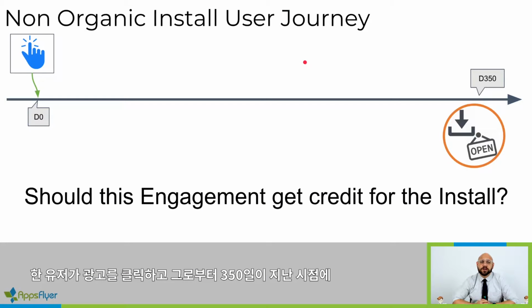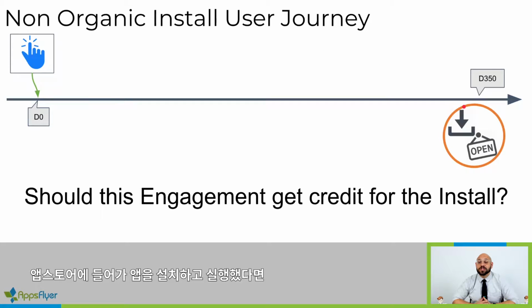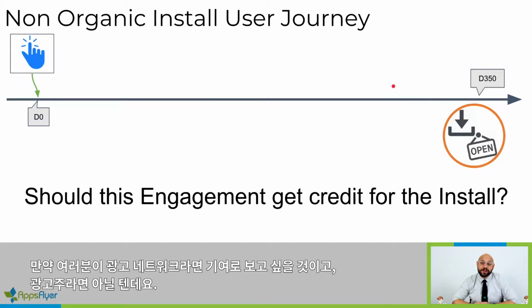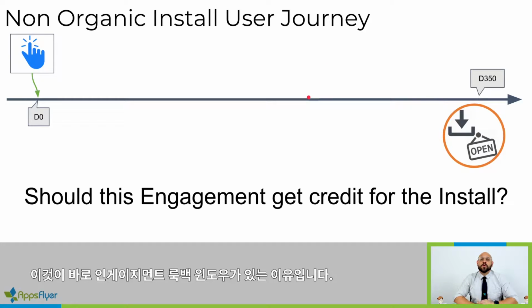Let's say in this scenario, you have a user that clicked on an ad on day 0. And then 350 days later, they actually go back and download the app and open it. The question I want to ask you is, should this engagement get credit for the install? Now, if you ask the ad network, they'll most likely say yes. But if you ask the advertiser, of course, they'll say no. So this is why we have engagement lookback windows.